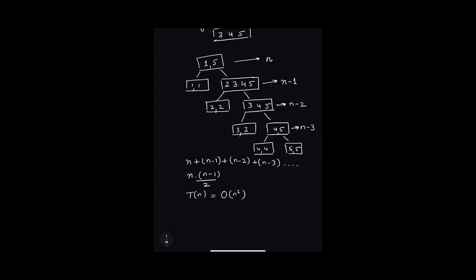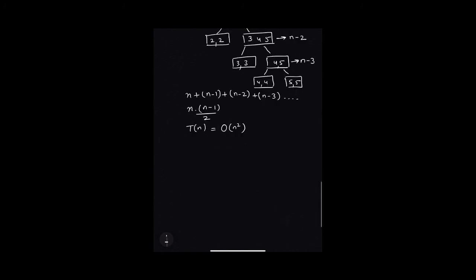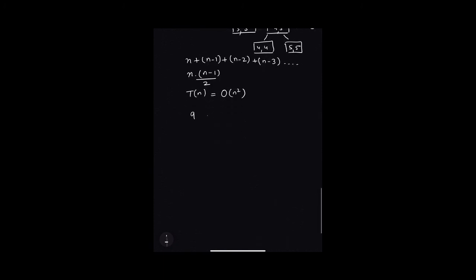Now if you have a decreasing array, meaning values like 9, 8, 7, 6, 5, then also the time complexity that you would obtain is order of n square. Do give it a try once.